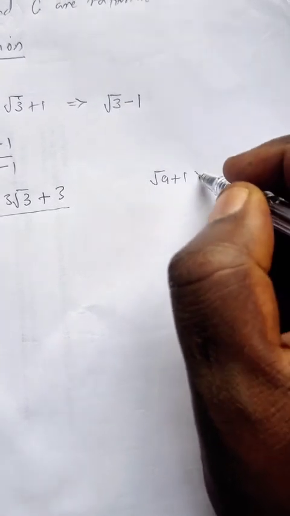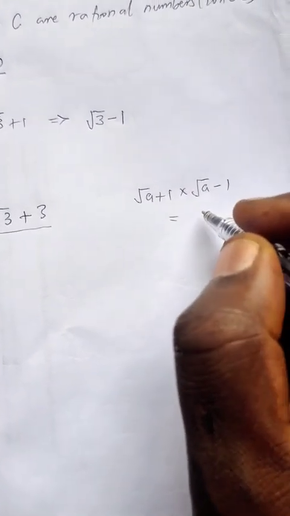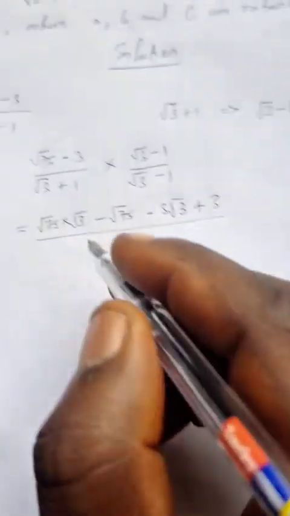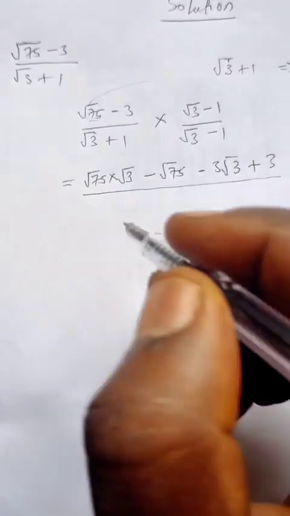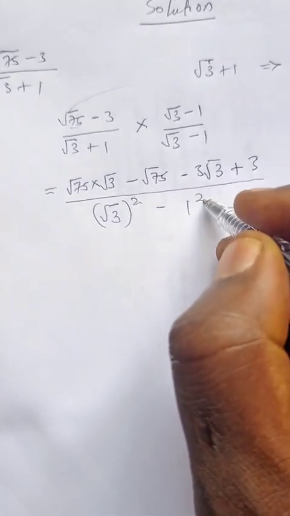So we'll divide. Now, if we remember the condition they call difference of two squares, we will see that (square root of a plus 1) times (square root of a minus 1) is equal to a squared minus 1 squared. So let's apply this logic to this denominator. It means we'll be having square root of 3 squared minus 1 squared.